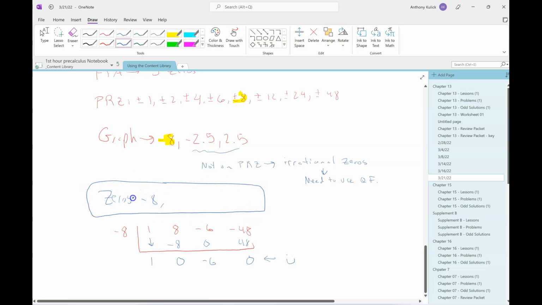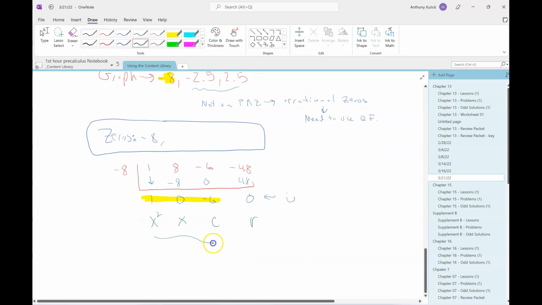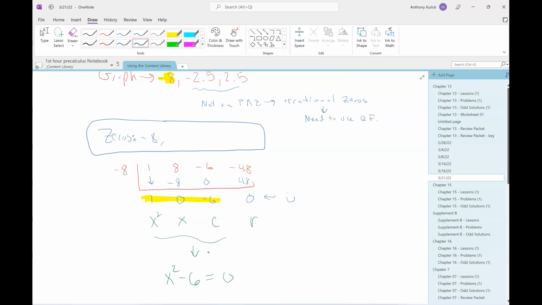It's like, yeah, Mr. Kulik, I knew that was going to work. I saw the x-intercept for it. Why did I still have to do this? Well, Mr. Smarty Pants, because we needed these numbers. Remember, we have remainder, constant, x coefficient, and x squared. So what this tells me then is I can solve x squared minus 6 equal to 0.